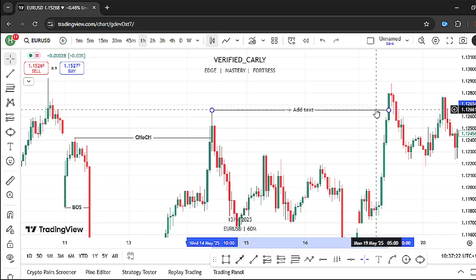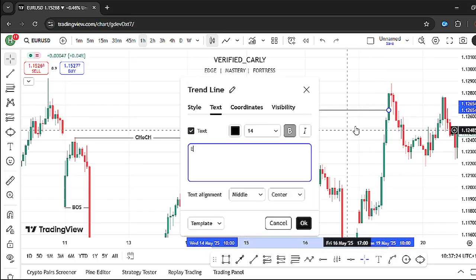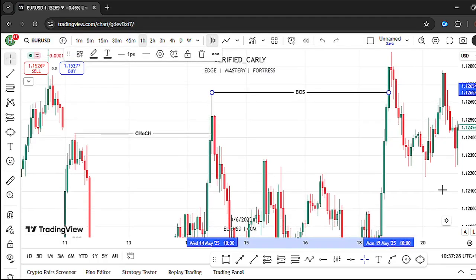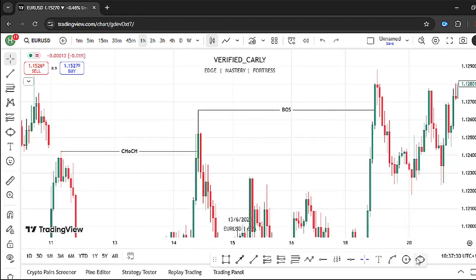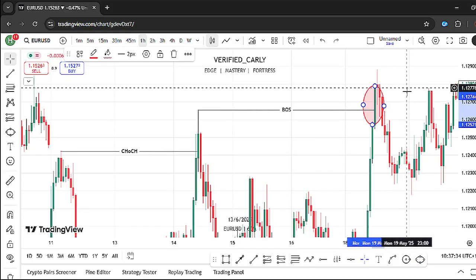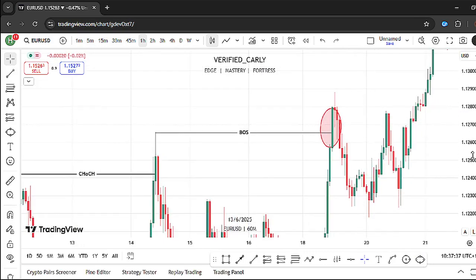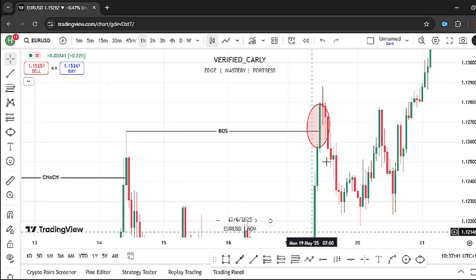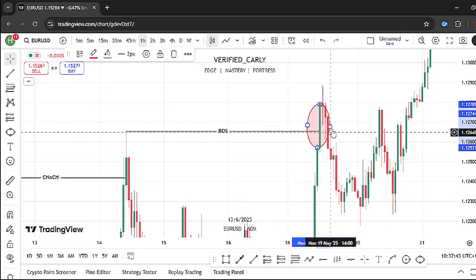So we can call it a break of structure, BOS. If you notice here, price broke this structure with a body. You are seeing it, right? Let me highlight it. This candle right here closed with a body. So this is a valid break of structure. This is valid. It is good. Let's move to the next.